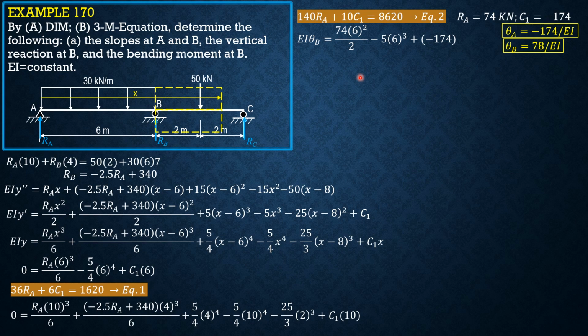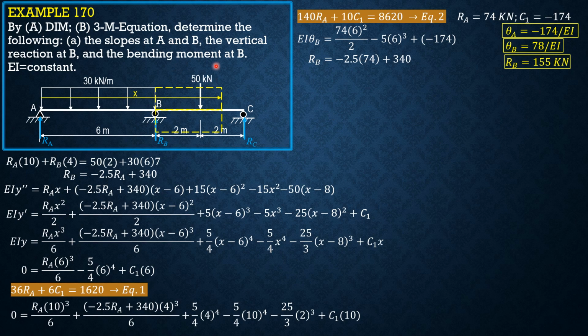Then for the vertical reaction at B here, it is negative 2.5 of RA, 174, plus 340. So RB can now be found. It is equal to 155 kilonewtons.